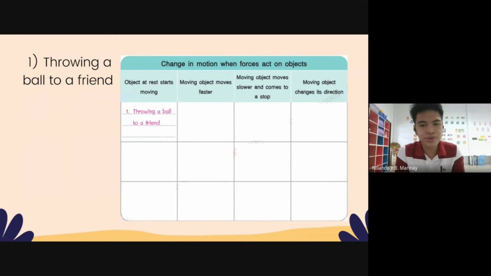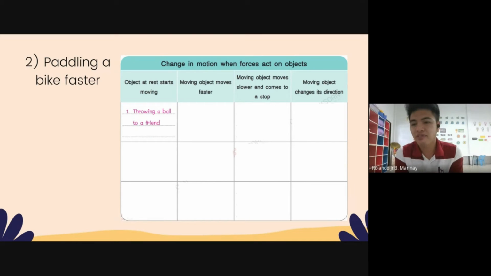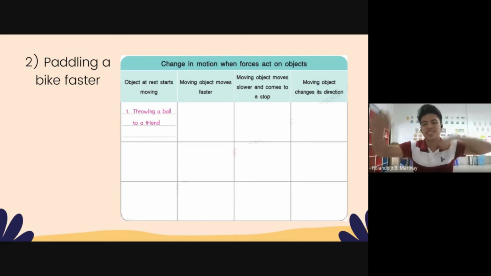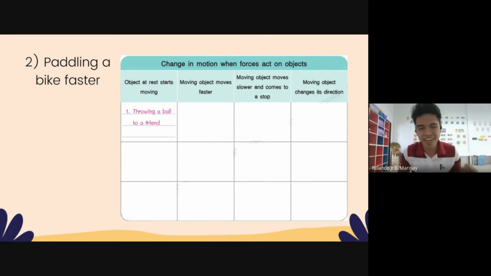For number 2, paddling a bike faster. That means you're already riding a bike, but what you did was to move your feet faster. You want to go faster, so you start paddling faster. You do like this with your feet, faster. That is what you did.